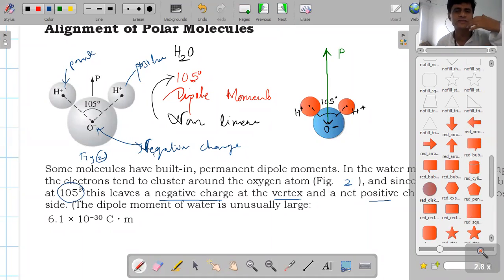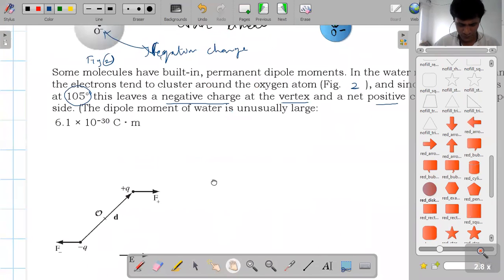In the exam, I may ask what is the angle for the polar H2O molecule. Between the two hydrogens and oxygen, you should write 105 degrees, which leaves negative charge at the vertex and positive charge along the sides. Understood up to this level? Yes. And the standard value of dipole moment is about 6.1 times 10 to the power minus 30 coulomb-meter. Okay, can I proceed? Yes, super nice.